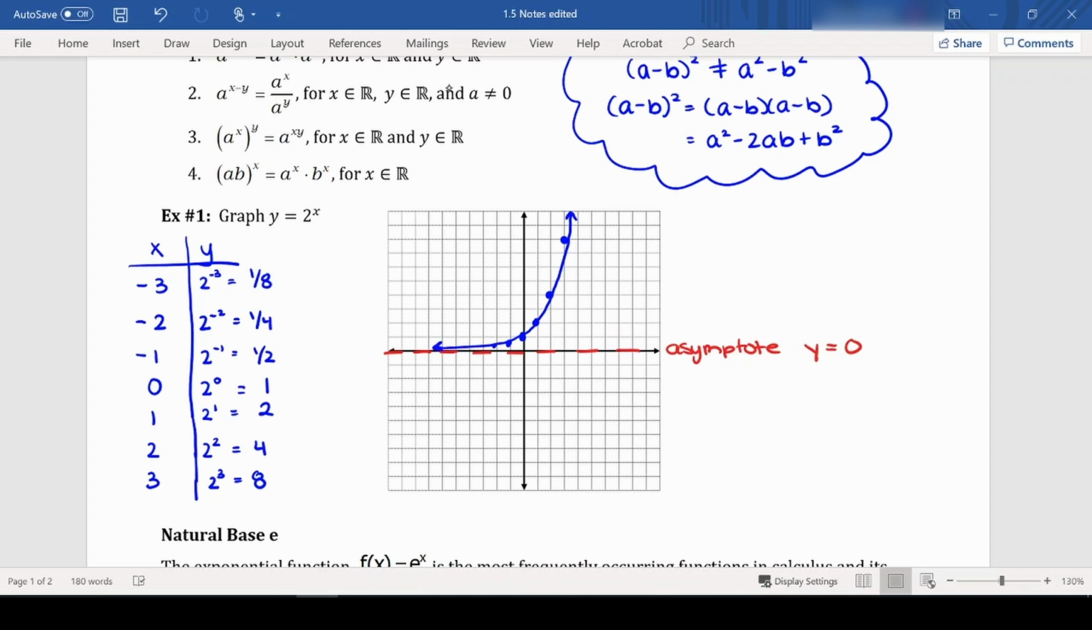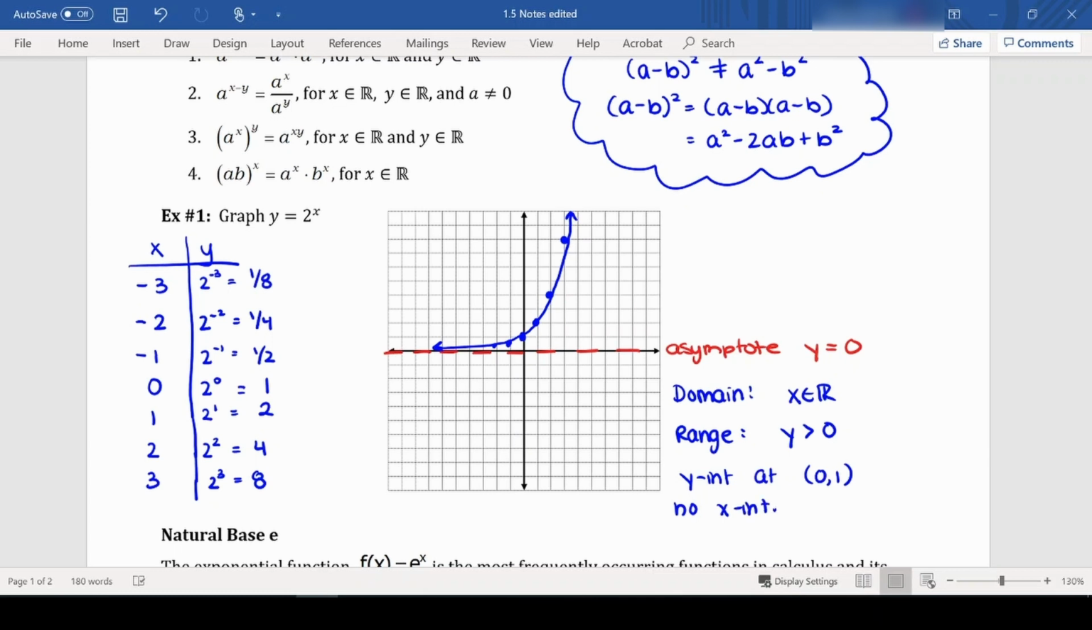Okay, for any exponential function that is basic like this, our domain is all real numbers and our range is all real numbers. Or sorry, our range is greater than 0. Okay, and we have a y-intercept at 0, 1, and there is no x-intercept because of our asymptote and our domain.